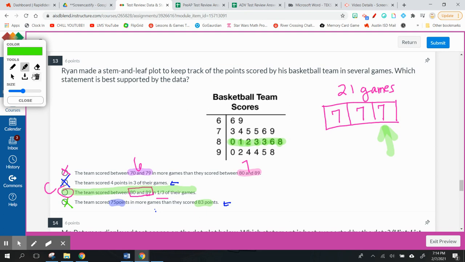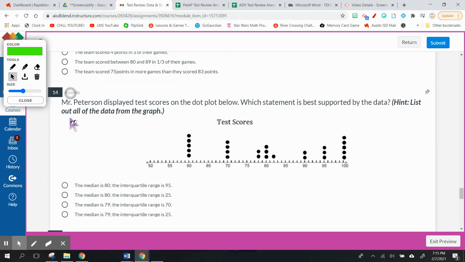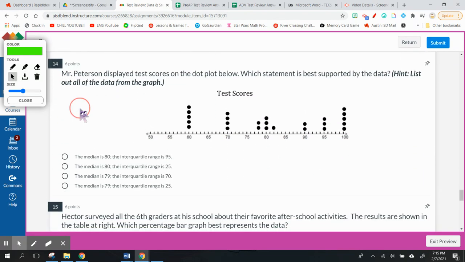We eliminated some fairly quickly and then had to do a little bit more work for some, which is pretty nice. All right, last couple.